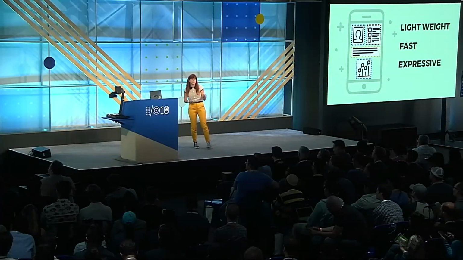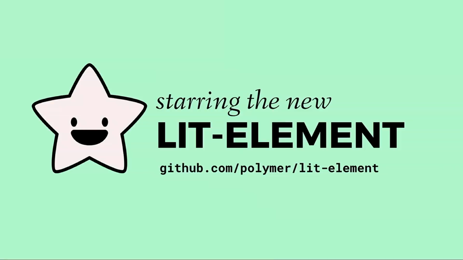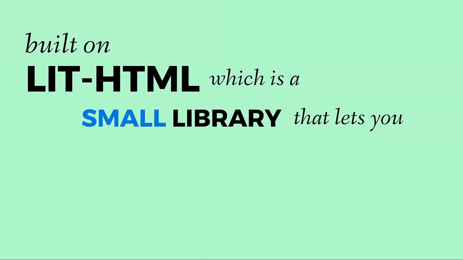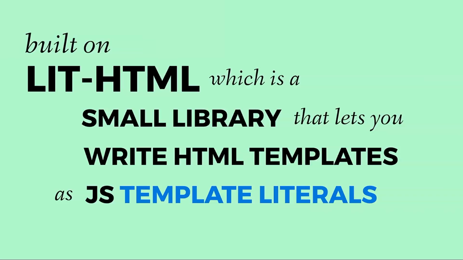So in order to build these elements, we picked a new base class called LitElement. And this is a very small new base class that lets you do basically everything. It's super small and fast, and it takes advantage of all of the new features that have arrived in browsers recently. It lives over there. You can also npm install it from @polymer/lit-element. And it's built on top of lit-html. And lit-html is a very small library, like 2K or 3K in total, that lets you write HTML templates as JavaScript template literals.